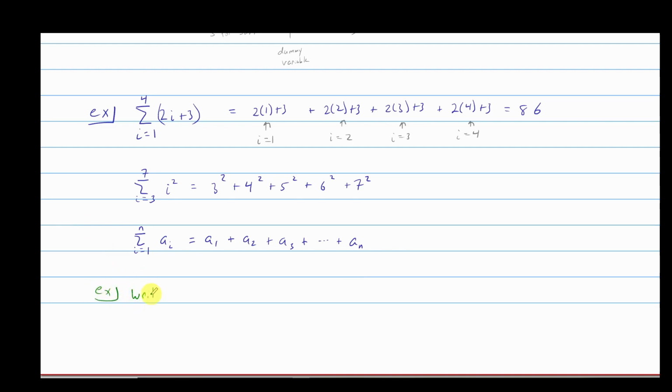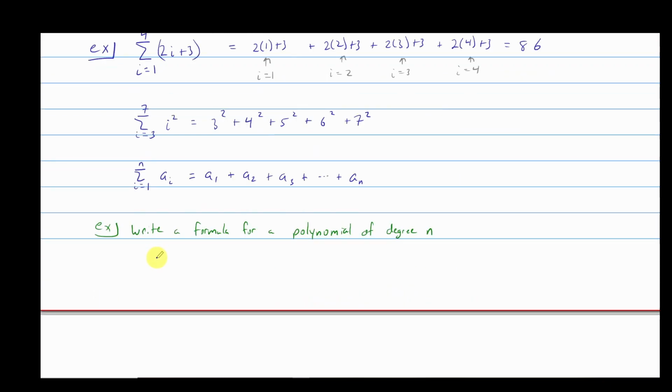For example, let's suppose I want to write a formula for a polynomial of degree n. What I could do is say that this is the sum, not starting at 1, but starting at 0 and going up to n, of a sub i x to the i. If I were to write out what my terms look like here, when i is 0, I'll have a0 x to the 0, and x to the 0 is just 1, so we'll just have a0. We might run into a problem if x is also 0, because then I'll have 0 to the 0, and that's undefined, but we'll worry about that later.